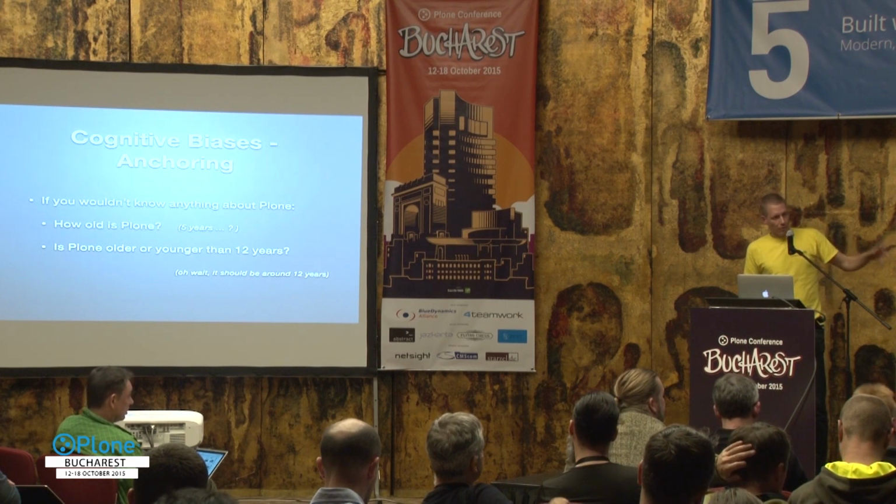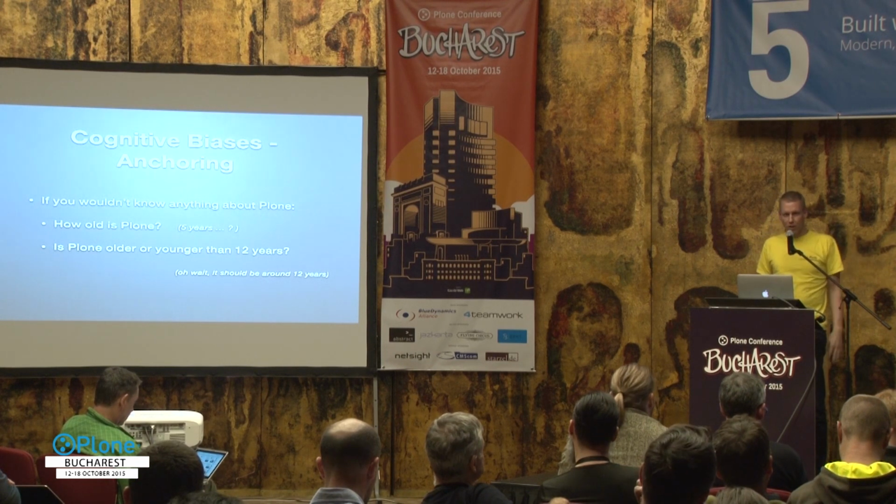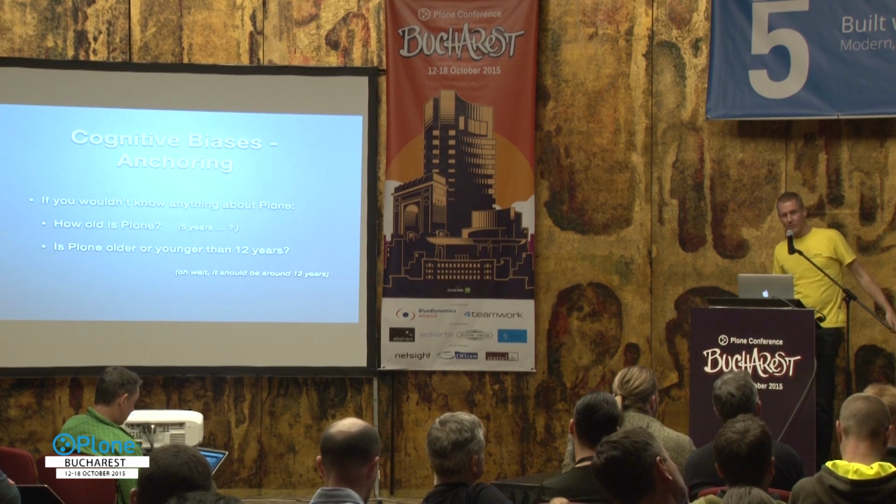So the book is filled with all kinds of things. This is an easy bias. There are 20 or 30 more biases. So do more non-technical stuff.